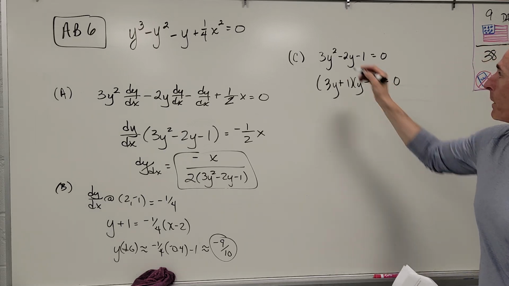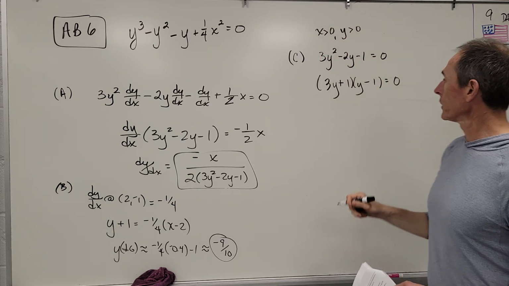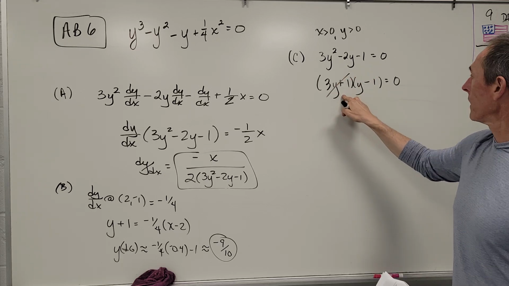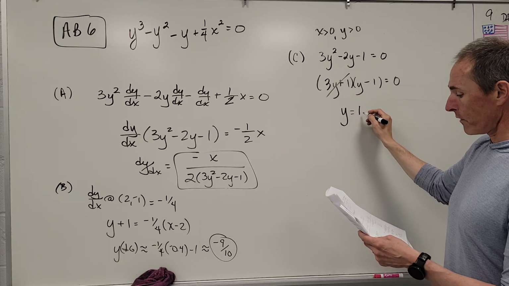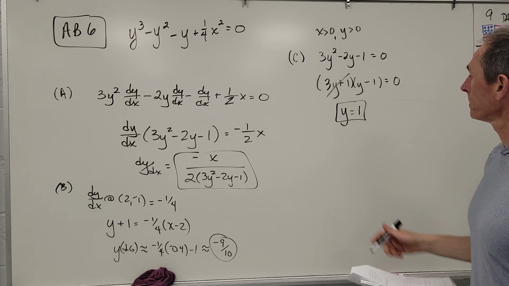There we go. Now remember, they said earlier in the problem that x and y are both bigger than 0, and so that would take out any value we get there. The only y value we need to consider would be y equals 1, and that's it.